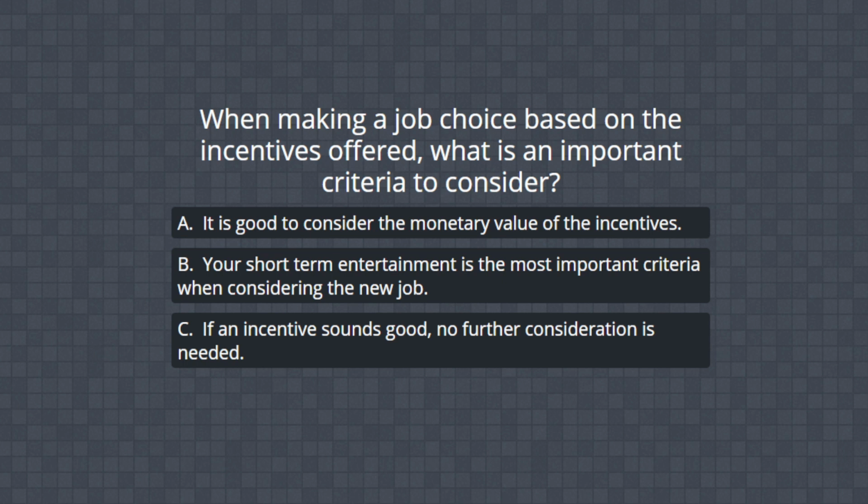And incentive, remember, be sure to consider the monetary value of the incentive. Also, to be a good decision maker, you must have the ability to weigh the different incentives that come your way.